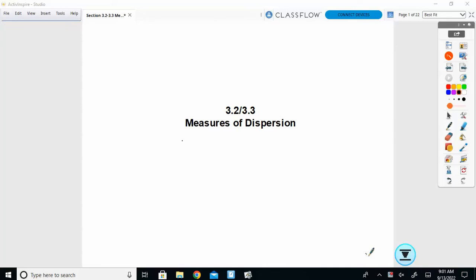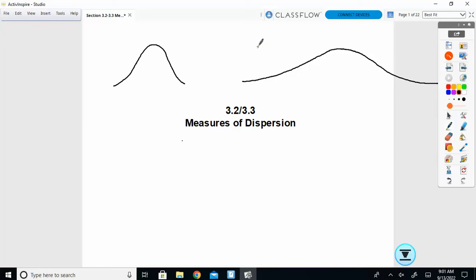So for instance, just a very informal idea, maybe you graph two things and one of them looks like this and one of them looks like this. Which one has more dispersion? The second one. Why? It's more spread out. So dispersion is telling us how spread out all the values are. Are they really close together, or really far apart?